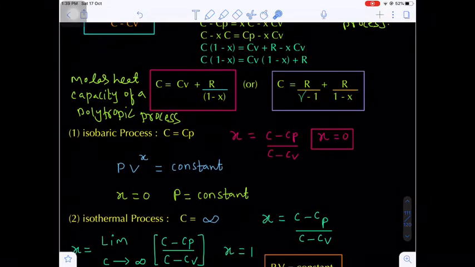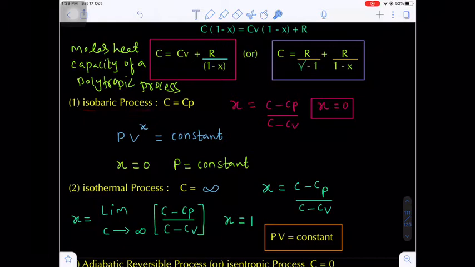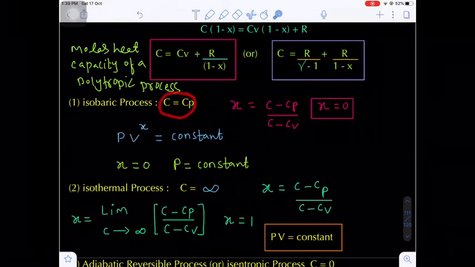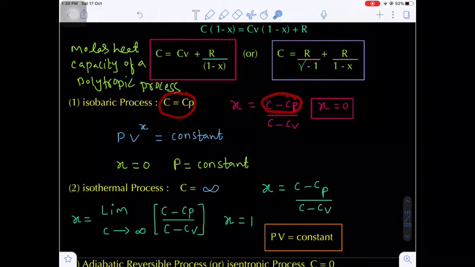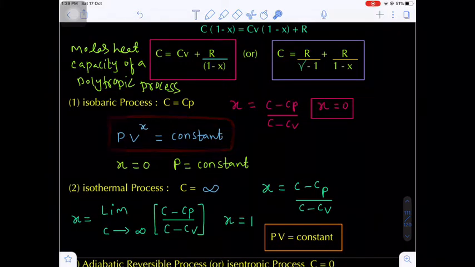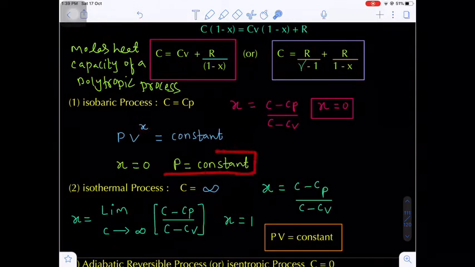Now we are discussing some important processes. The first process, the isobaric process. In an isobaric process, what will be the molar heat capacity? Nothing but the Cp. Okay, now the x value is equal to (c minus cp) by (c minus cv). Bring the c value as cp, so the numerator will become 0, so overall the exponent value will be equal to 0. So in pv to the power x equals constant, if you bring the exponent value as 0, you will get overall p equal to constant.